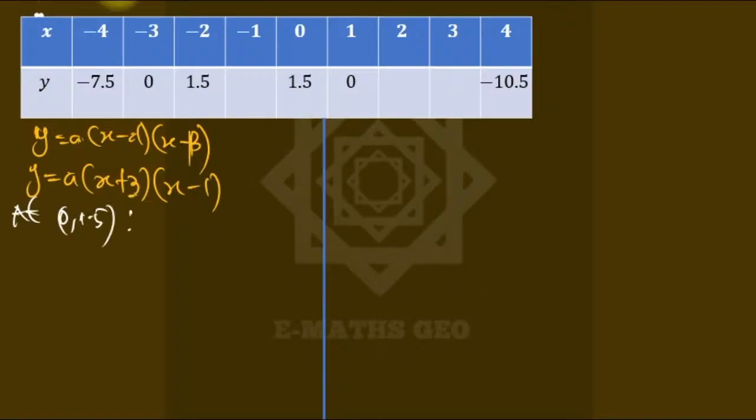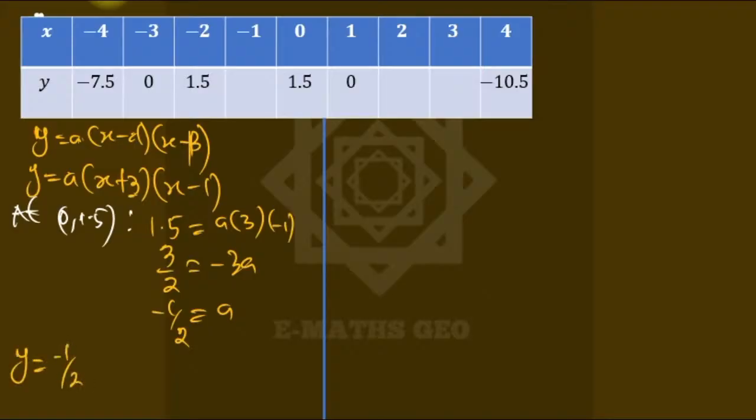So we now have that y is 1.5, x is 0. So I have a times 3 times minus 1. And we know that 1.5 is 3 over 2. So this 3 over 2 is minus 3a. Solving for a, we now have minus 1 over 2. So the function now is y equals minus half times x plus 3 times x minus 1. So that's the quadratic function.